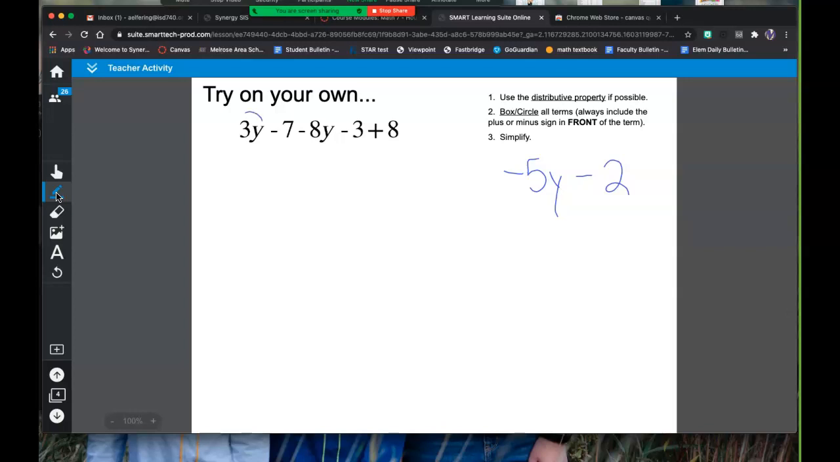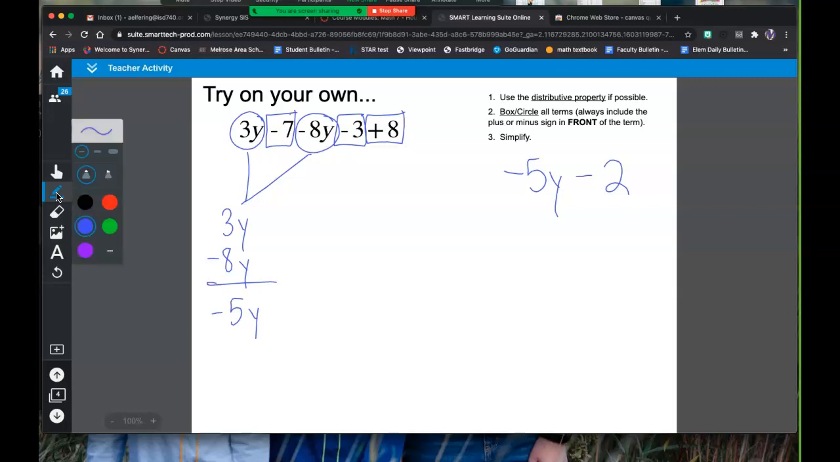First of all, I would have circled the 3y. I'm going to put a box around the minus 7. Circle the minus 8y. Box the minus 3 and box the plus 8. Okay? Now, I'm going to take my circles, 3y and negative 8y. 3 plus negative 8 is negative 5y. Don't forget the letter on there. It has to stay there. The letter can't just disappear.